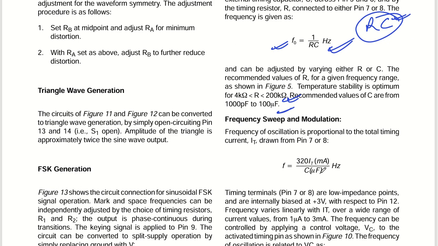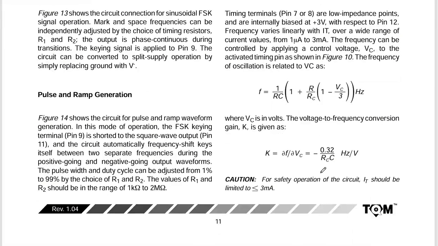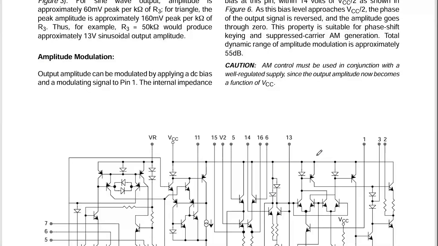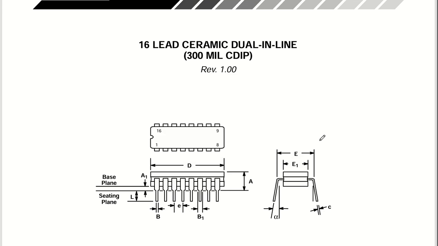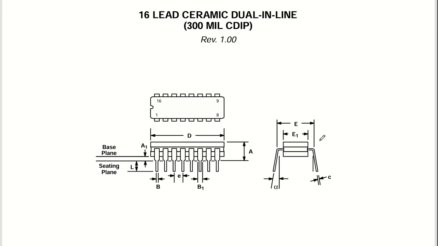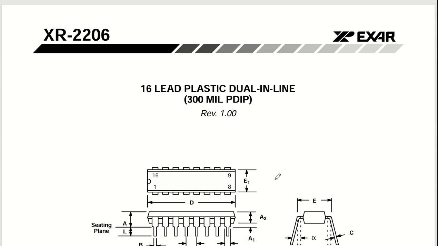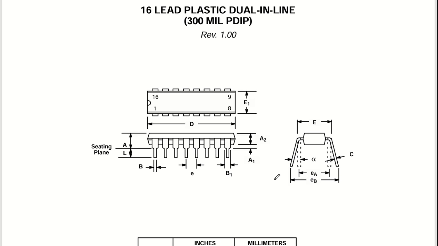Now, as we already saw, pulse and ramp generation, and this is amplitude modulation. So that's all. Coming back to the packaging, as we have already told you, this is a through hole package, and one more is the SDIP package, which is your SMD package, the SOIC package.